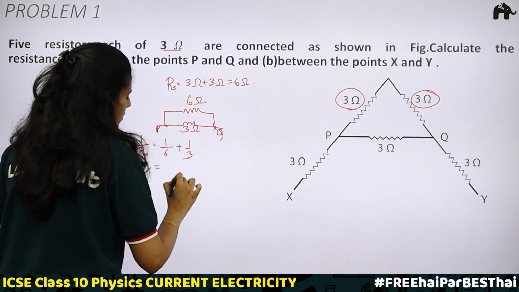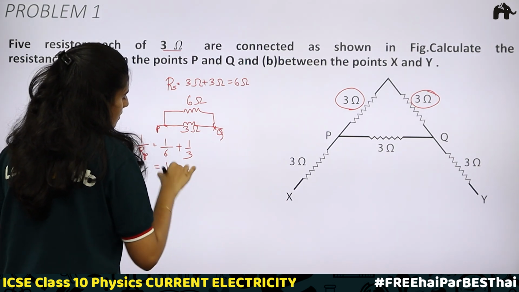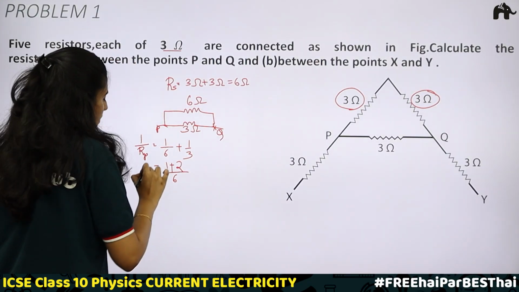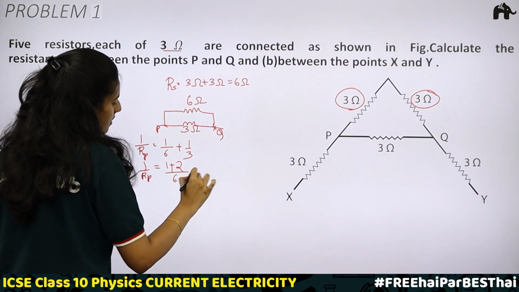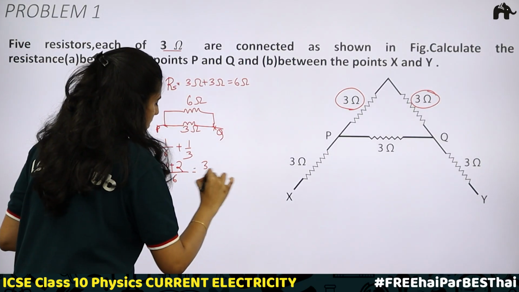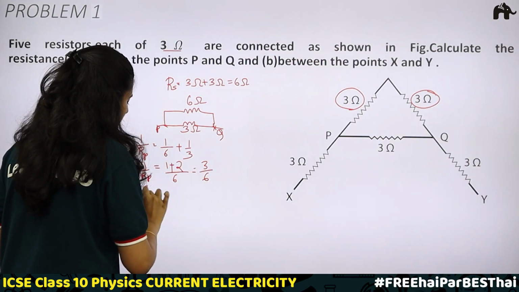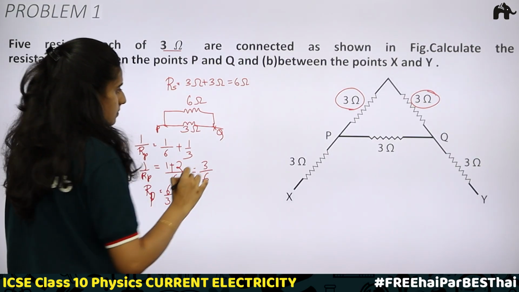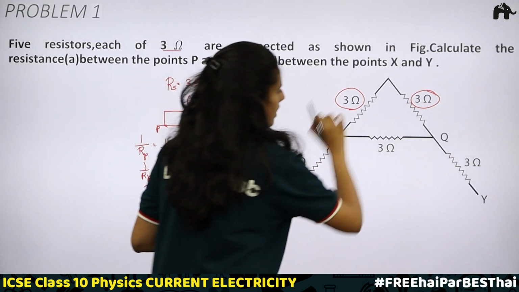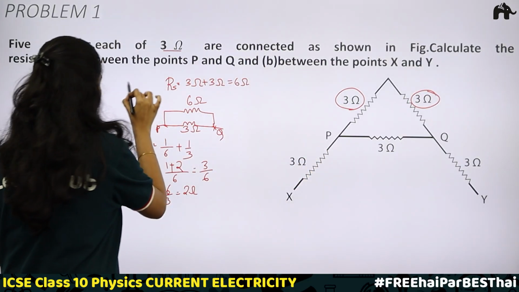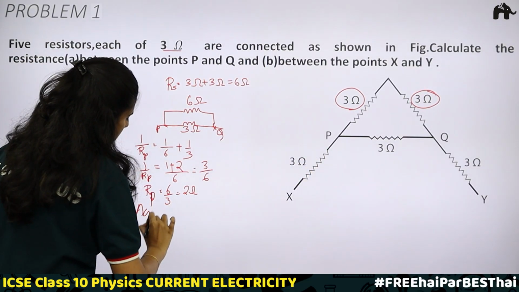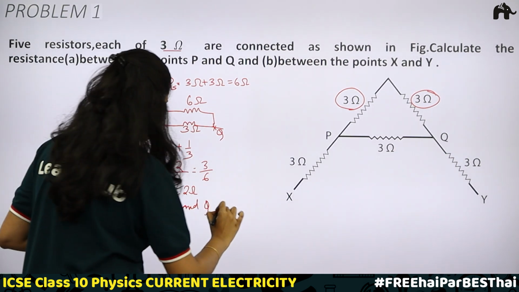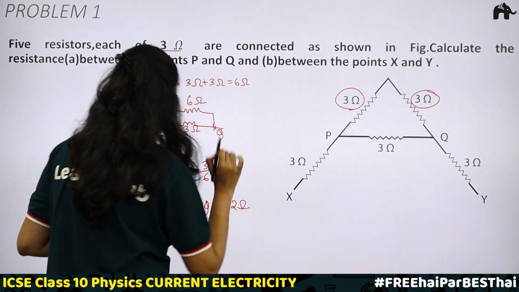Which is equal to, LCM 6. Here 1 plus 3 into 2 is 6, 2 into 1, 2. So 1 by Rp is 1 plus 2 is 3 divided by 6. Therefore, Rp will be equal to 6 by 3, which is 2 ohms. So across P and Q, or between P and Q, we are getting the resistance value equal to 2 ohm.